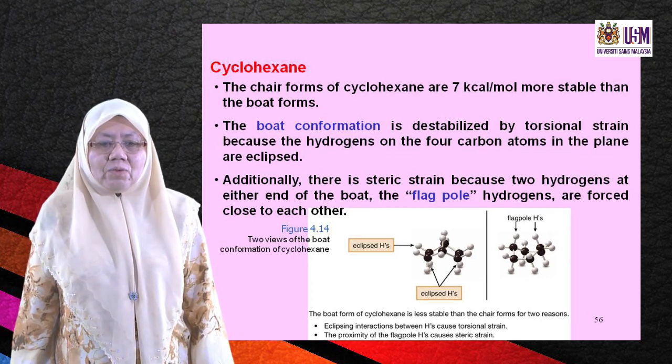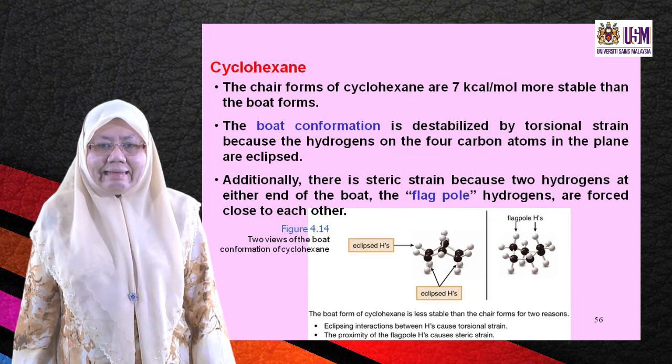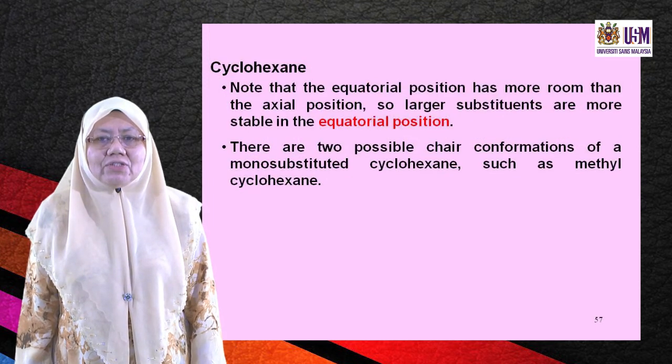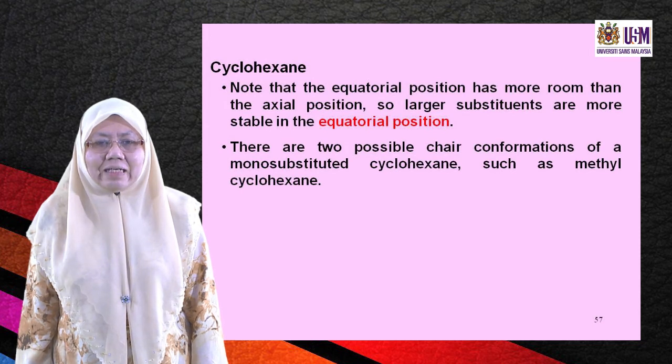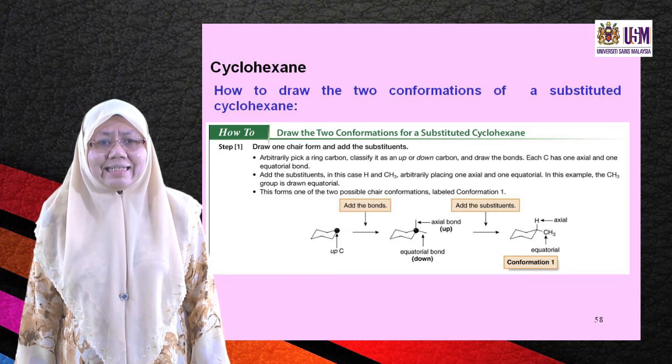We see the boat form of cyclohexane is less stable than the two chair forms for two reasons. First, eclipsing interactions between hydrogens cause torsional strain. And second, the proximity of the flagpole hydrogens causes steric strain. Note that the equatorial position has more room than the axial position, so larger substituents are more stable in the equatorial position. There are two possible chair conformations of a mono-substituted cyclohexane, such as methyl cyclohexane. Let us see now how we can draw the two conformations for a substituted cyclohexane.